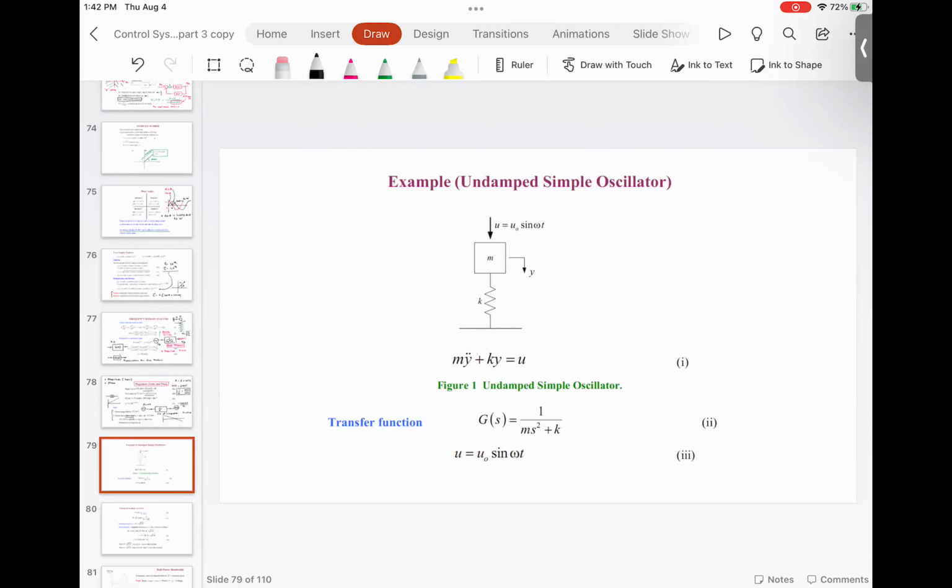So this is the same example that I discussed a moment ago. We have an undamped simple oscillator. The equation for this undamped simple oscillator is m y double dot plus k y is equal to u. If you look at the transfer function, this is what you get as the transfer function. This is the external forcing.